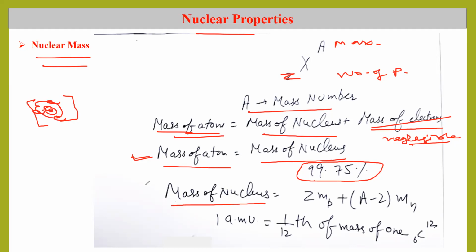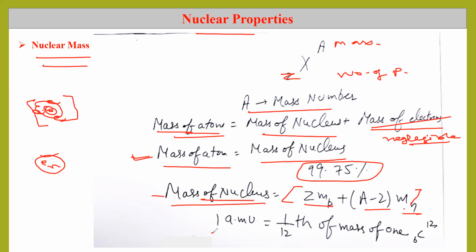Now we have to calculate the mass of the nucleus, and we don't know that. Suppose this is the nucleus, it has protons and neutrons. So the mass of the nucleus will depend on protons and neutrons, right? So Z·Mp plus (A minus Z)·Mn. Z·Mp is the number of protons times the mass of a proton, and A minus Z is the number of neutrons, times the mass of a neutron. If we sum both, we will have the mass of the nucleus.